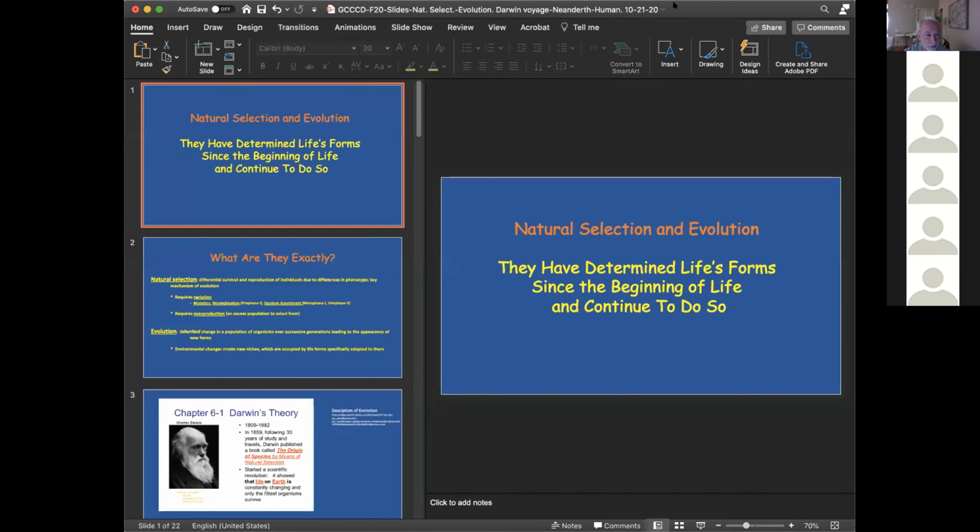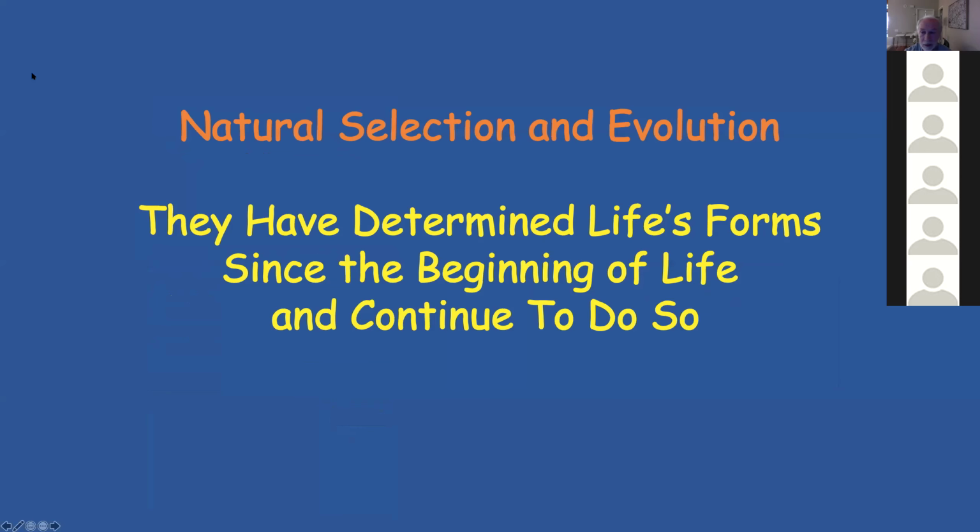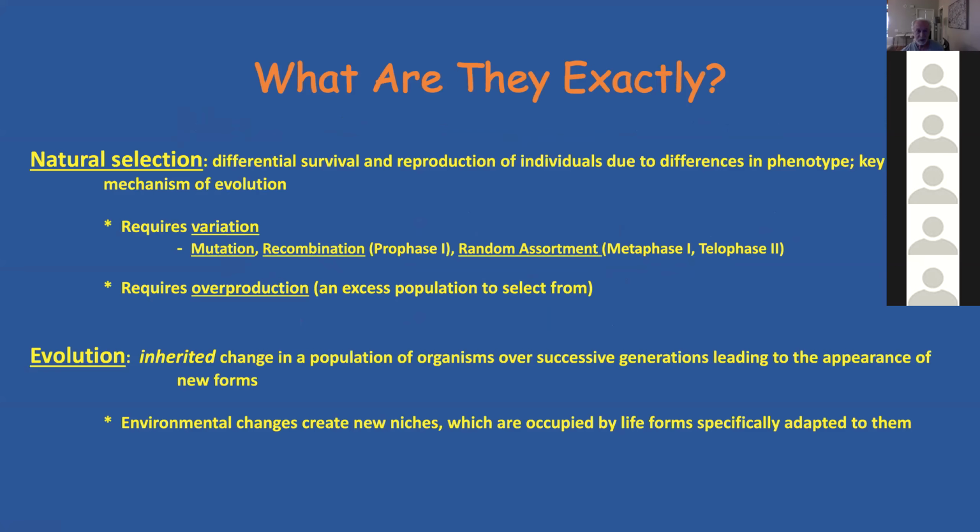And share this one. You should see a slide that says natural selection and evolution. Tell me if you don't see it. Okay, natural selection and evolution. They have determined life forms since the beginning of life. They continue to do so. So what are they by definition? Well, natural selection is the differential survival and reproduction of individuals due to differences in phenotype.